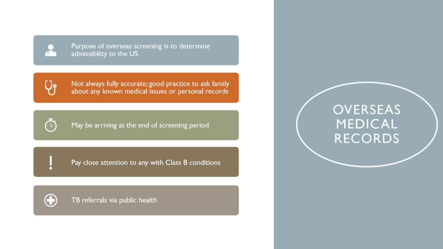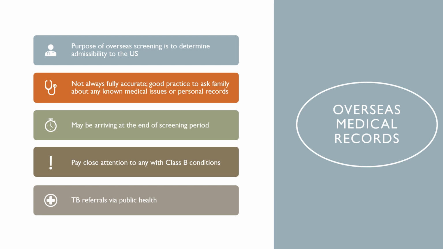We'll get more into this in a few slides, but in general, just pay attention to the cases that have Class B conditions. Again, that's any illness or diagnosis that a client might have that doesn't make them unable to come into the US, which would be Class A. So the definition is really broad, but it is a starting point to get a sense of whether the case is going to be complex.